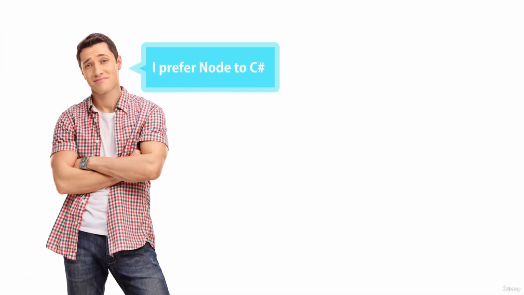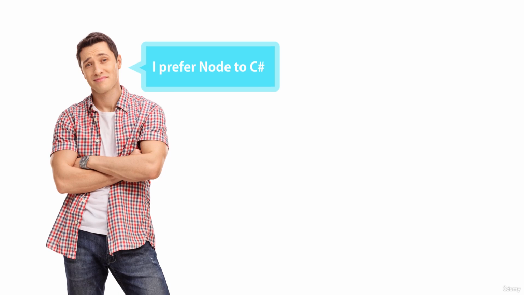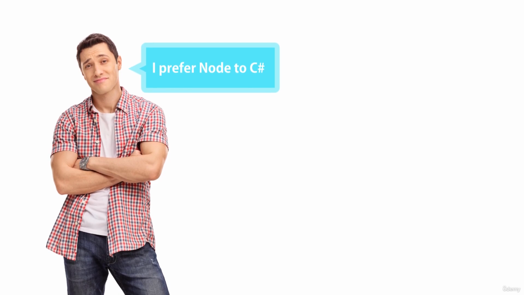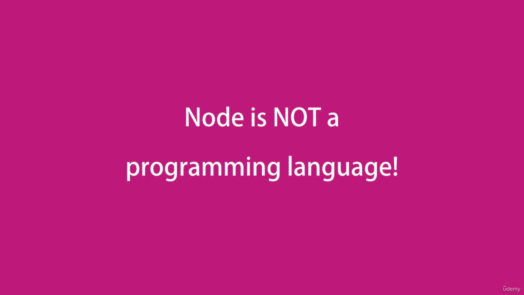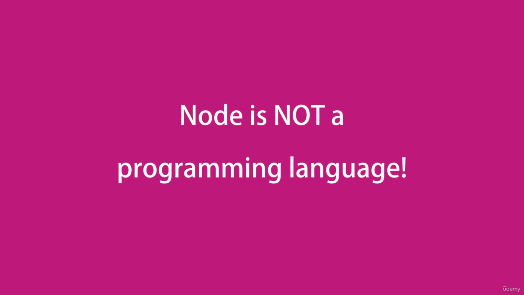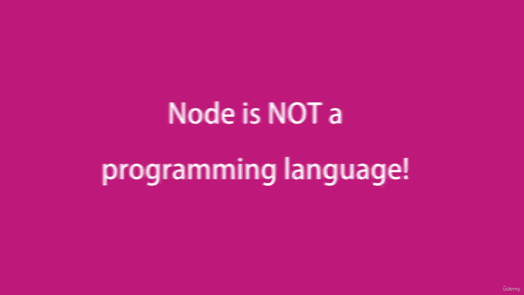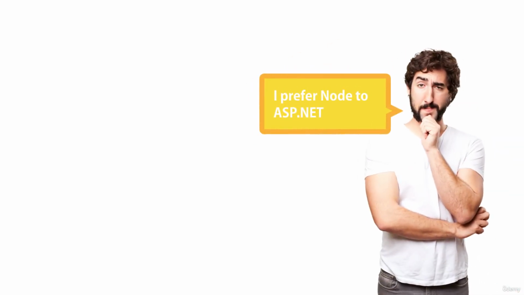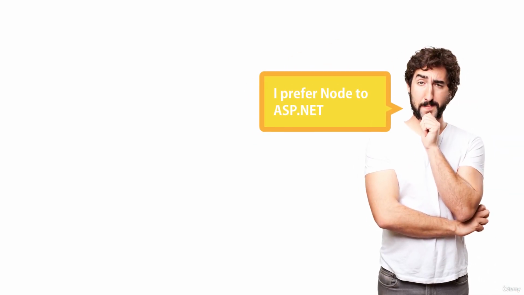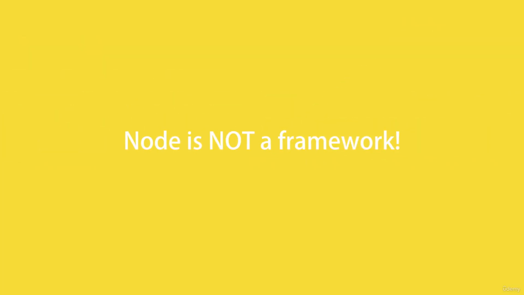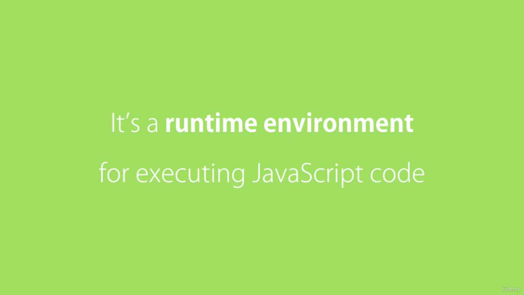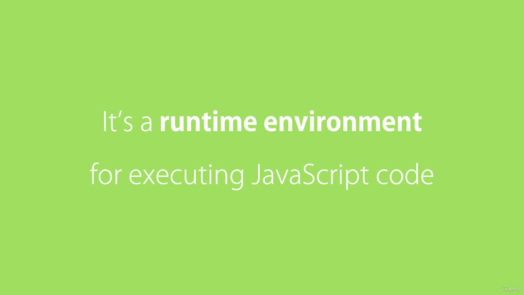Now, I've seen people comparing Node to C# or Ruby or some other programming languages. But these comparisons are fundamentally wrong because Node is not a programming language. It's like comparing a car with an apple. By the same token, Node should not be compared with frameworks such as ASP.NET or Rails or Django and so on. These are frameworks for building web applications. Node is not a framework. It's a runtime environment for executing JavaScript code.